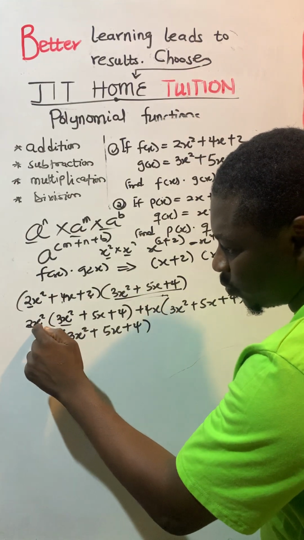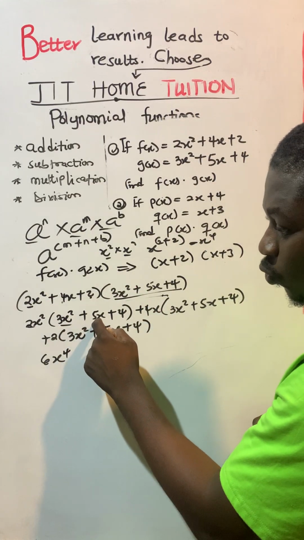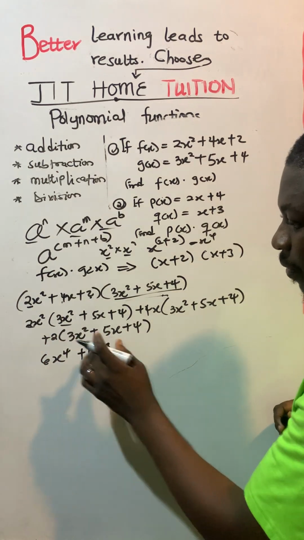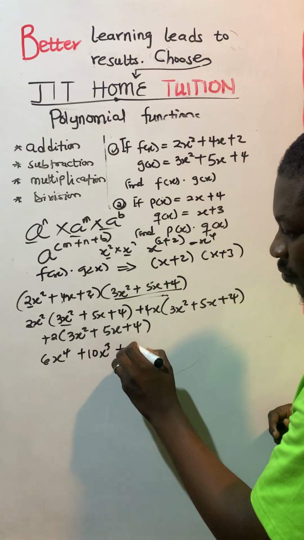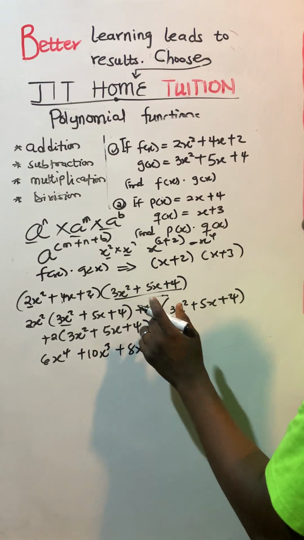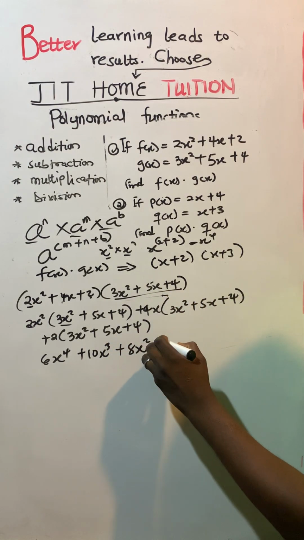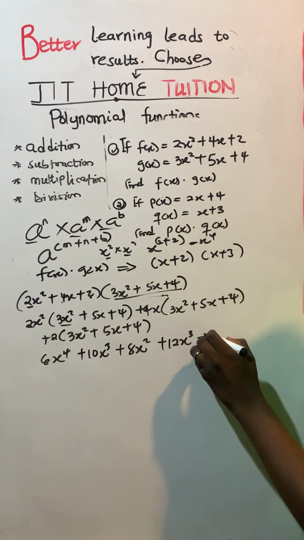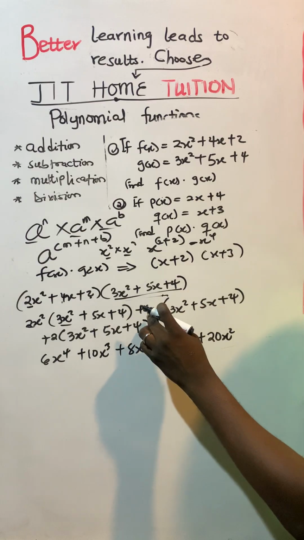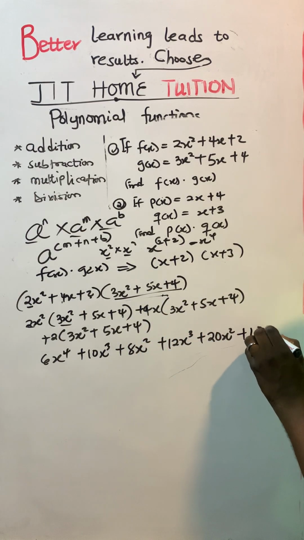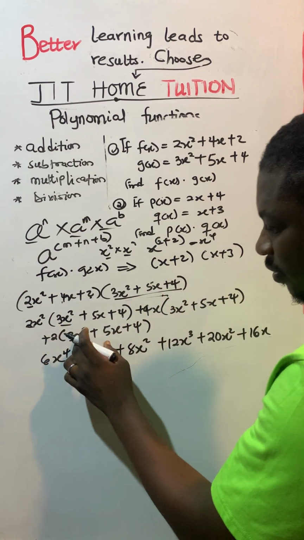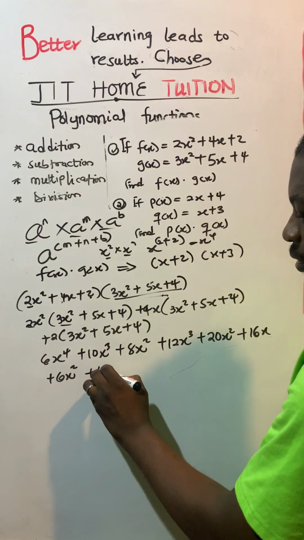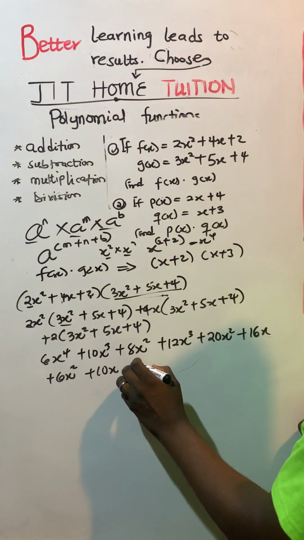So let's continue. You have 2x squared multiplying this one, that will give you plus 10x to the power 3. I'll multiply this, so you have 8x squared. 4x will multiply this, that will give you 12x cubed. This one will multiply this, that will give you 20x squared. Multiply this, that will give you 16x. So this time this will become 6x squared. This one will give you 10x. This one will give you 8.